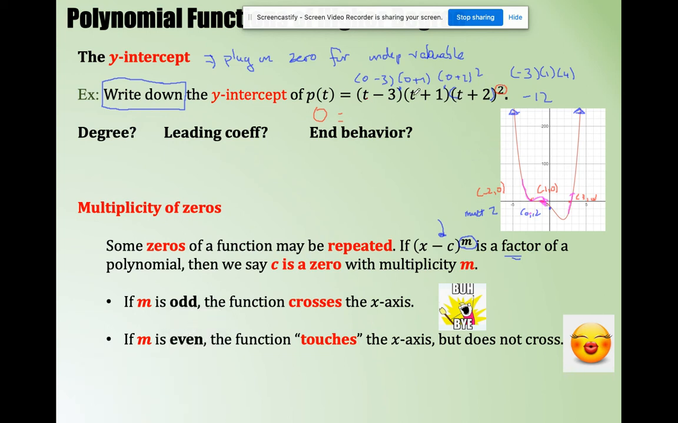T squared times t to the first times t to the first, the highest exponent you'll see when it gets multiplied out is 4. What's the leading coefficient? Well, this t gets squared, multiplied by t, multiplied by t. That's just going to be 1t to the 4th. So my leading coefficient is positive 1. What's the end behavior of a degree 4 polynomial with a positive leading coefficient? Like a quadratic on the ends with a positive leading coefficient.